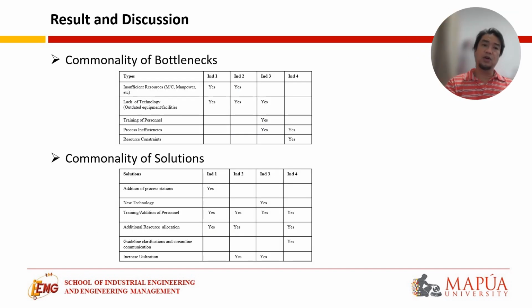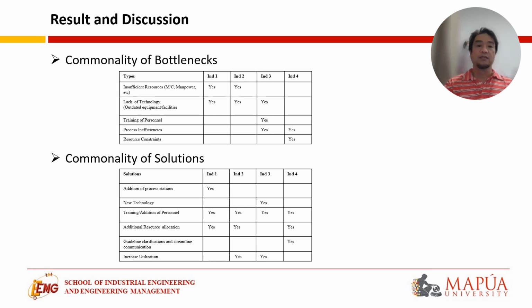Now, moving on to the commonality of the bottlenecks among the four industries, which are Industry 1, Industry 2, Industry 3, and Industry 4. There is insufficient manpower resource, lack of technology, training of personnel, process insufficiencies, and resource constraints.